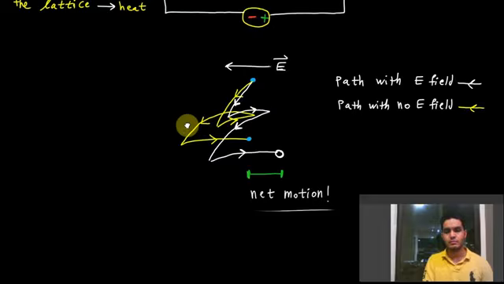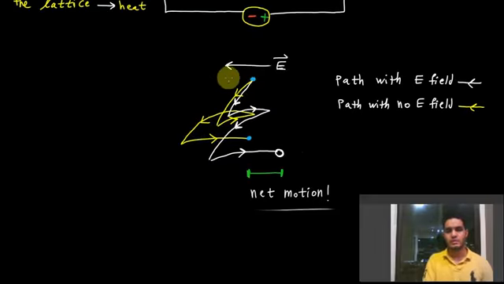Now, if you look at the random motion, don't get scared by this diagram here. It's just two different scenarios. So one scenario is when you have no electric field present, which is shown in yellow here.